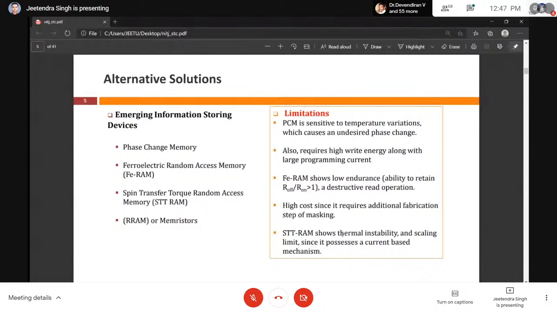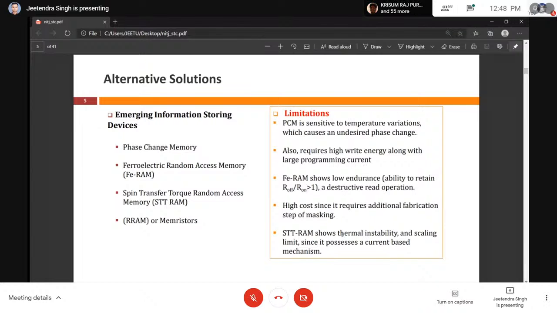And another one is the memristor, which is also known as resistive RAM, which stores the memory in terms of resistance values. So it is not a charge dependent memory, it is a state position dependent memory. So today I will discuss the memristors and their memory applications.